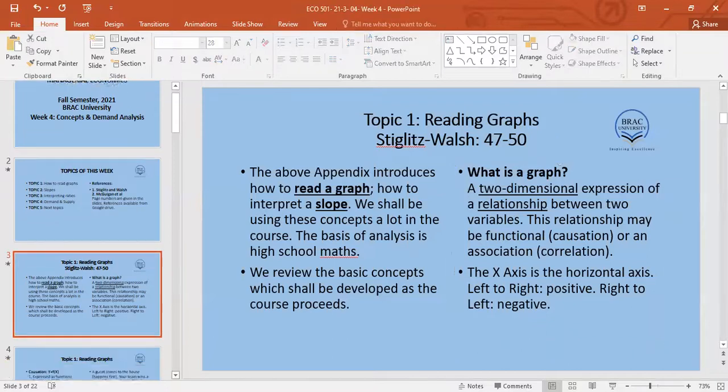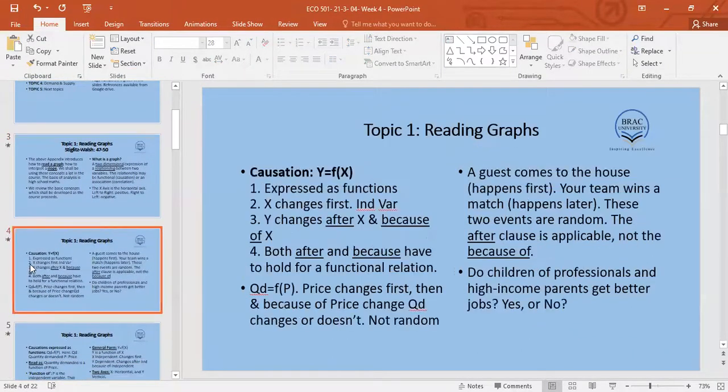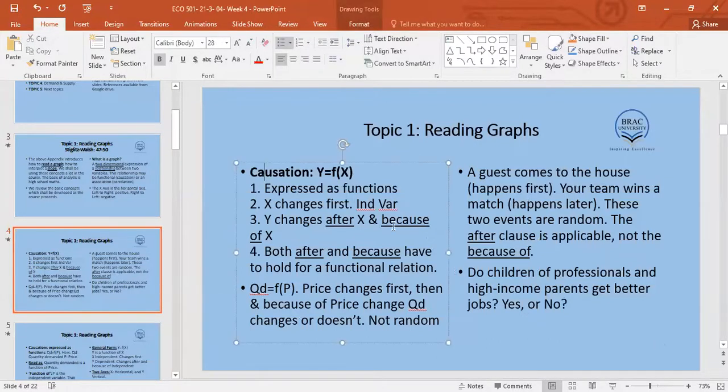Okay, what's the next one? Okay, this is what we are going to look at. Causation. The moment we use the word causation, another word automatically comes, and that is effect. The cause is always the change that happens first, and the change that happens second, in this case Y, changes after X and because of X. Both after and because have to hold for a functional relationship.